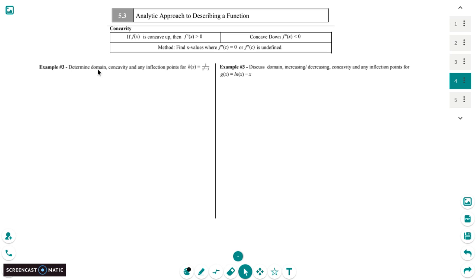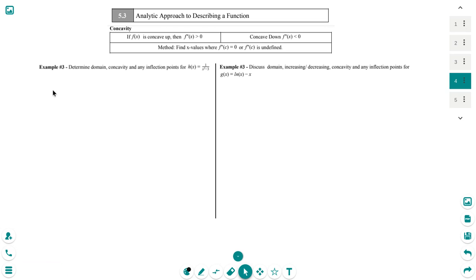All right, example 3 for studying concavity of a function. We're going to determine the domain, concavity, and inflection points for this rational function. All right, let's start with domain. The domain is where it's undefined. We have to exclude those values, and we do have a denominator where there could be zeros.